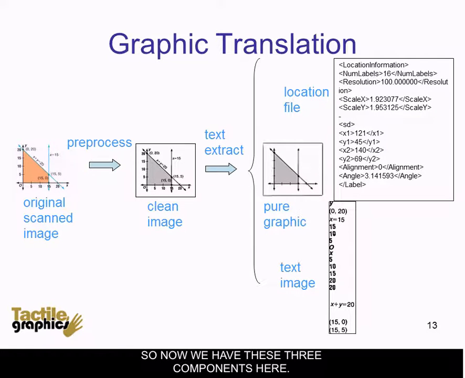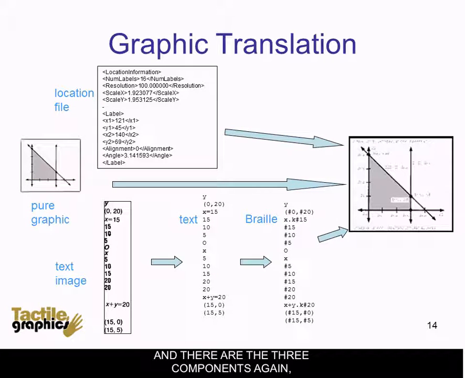So now we have these three components here. So let's go to slide 14. And there are the three components again: the location file, the pure graphic, and the text as an image.